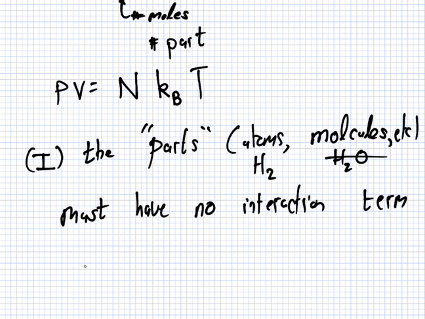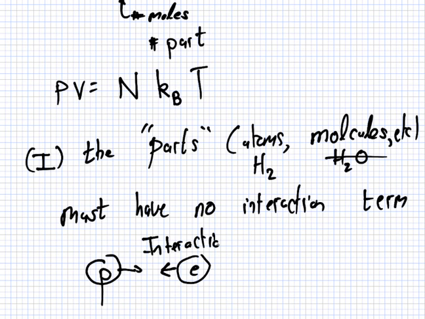Now what does that mean, no interaction term? Well, I'll give you an example which you would be familiar with from chemistry. With a proton and an electron, one has a positive charge and the other a negative charge. What would happen if they were nearby? They'd attract each other. That's what I mean by interaction. So for us to use this law, there must be no interaction term between the particles, the molecules. They must be independent objects just moving around in space, like helium. Helium doesn't interact with other helium. It just fills up the space.